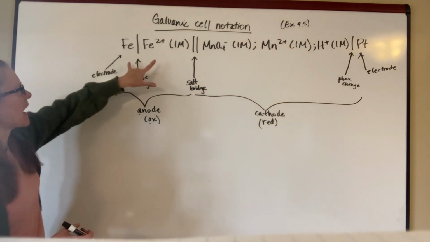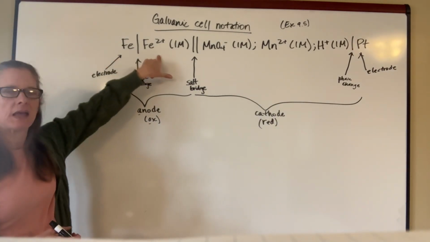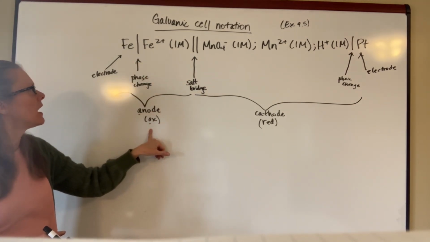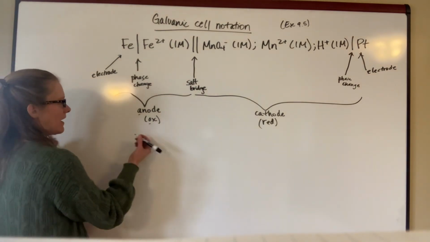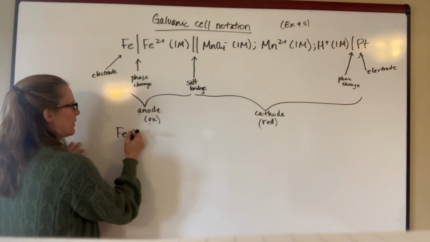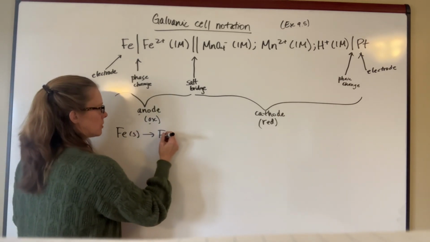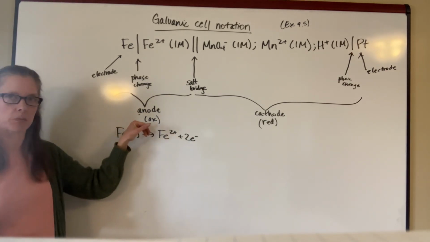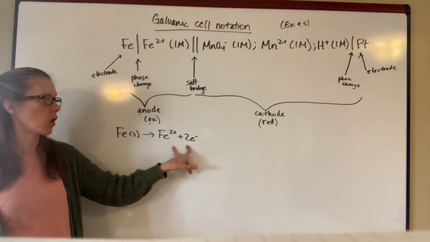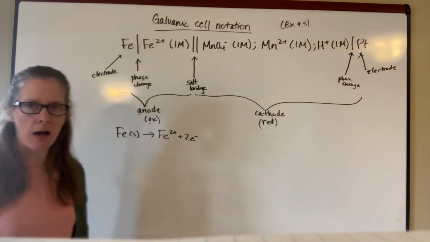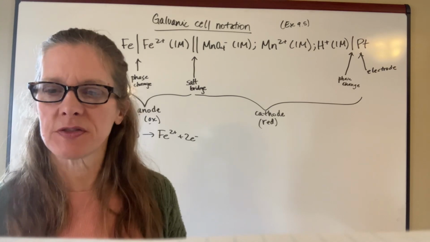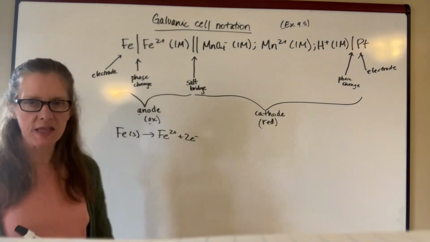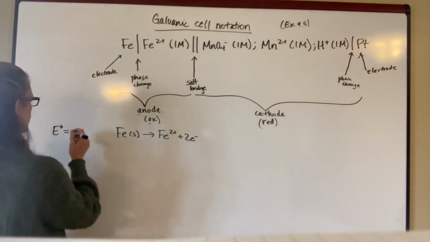On this side, I only have iron and an iron ion, and I know that oxidation has to take place. So if oxidation is going to take place, this is going to have to be Fe going to Fe2+ plus 2 electrons. That makes sense, right? Oxidation means I'm losing electrons, and here that's exactly what I've done. If I look at the table in the back, I can see that the standard reduction potential for this half reaction is 0.440 volts.